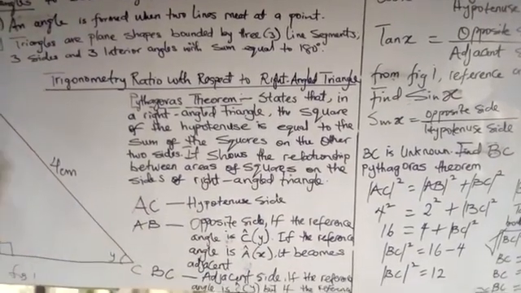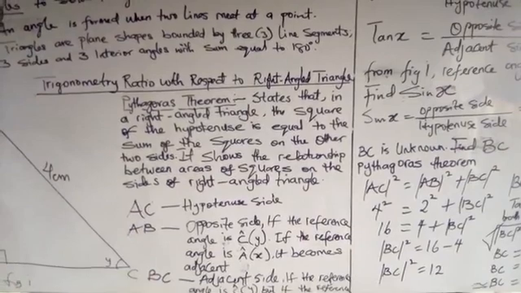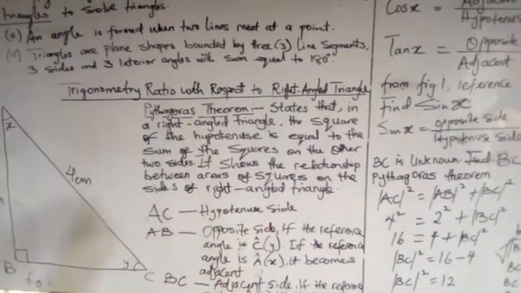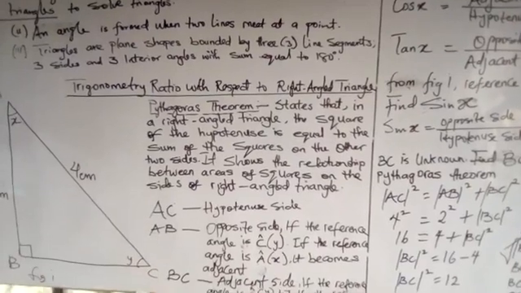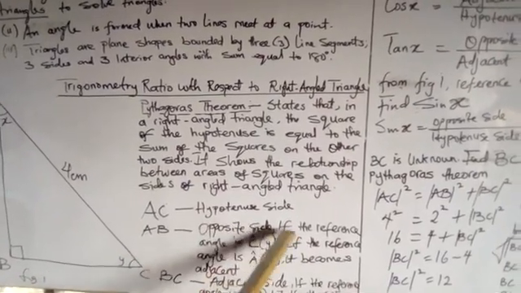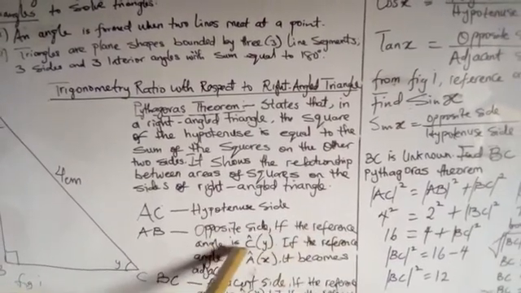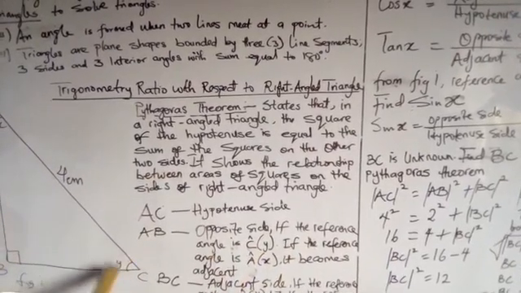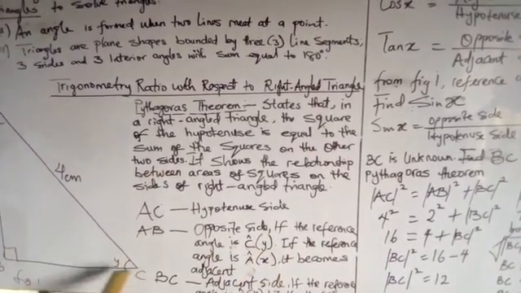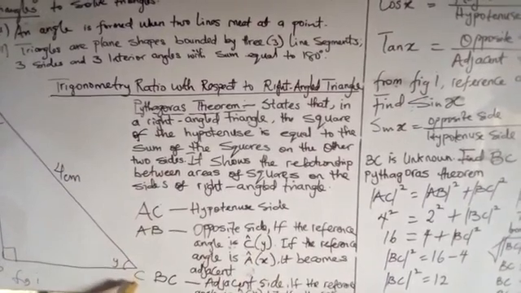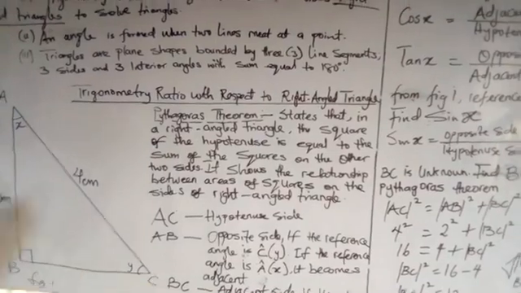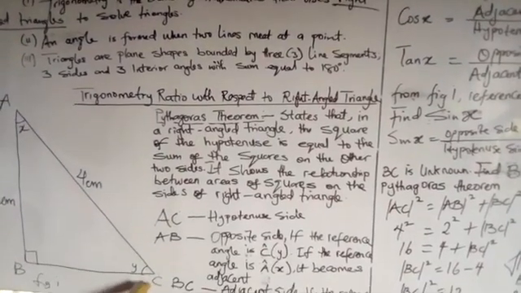So let's consider this triangle now. As I said earlier, AC is the hypotenuse side, which is the longest. Now we have AB. AB is the opposite side if the reference angle is C. If the angle we are considering of this right angle triangle is C, then AB will be the opposite of this angle. Do you get that now?